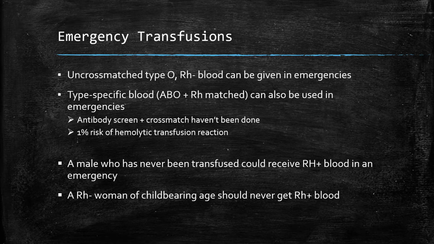If for some reason there were no type O Rh negative blood, there's a couple of other strategies one could do, but the use cases here would be extremely limited. You could consider type-specific blood. This is patients who've had their blood ABO and Rh matched, but the blood hasn't undergone the final cross-match or antibody screen. And so there is about a 1% risk of a significant hemolytic transfusion reaction.